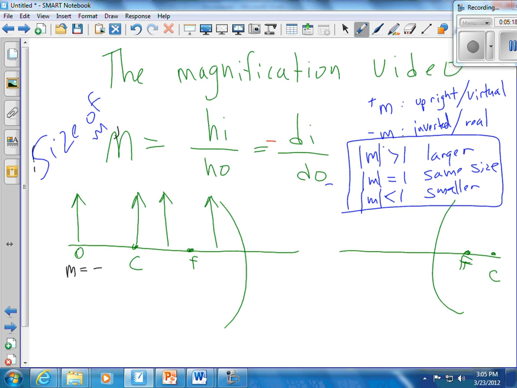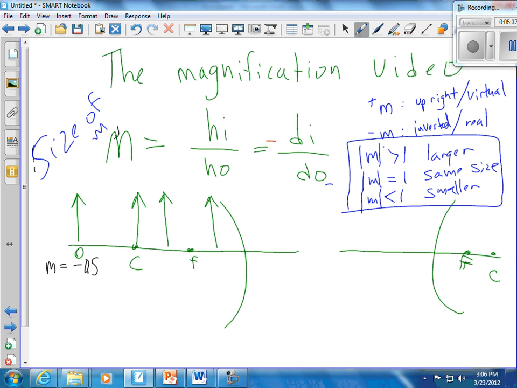And it's going to be smaller than the object. So it might be something like negative 0.5. And I'm making up the 0.5. The actual value is going to depend on the ratio of HI to HO or DI to DO. So that's what the magnification might be out here when the object is located beyond the center of curvature.